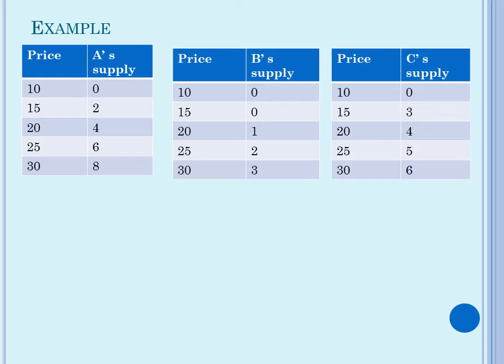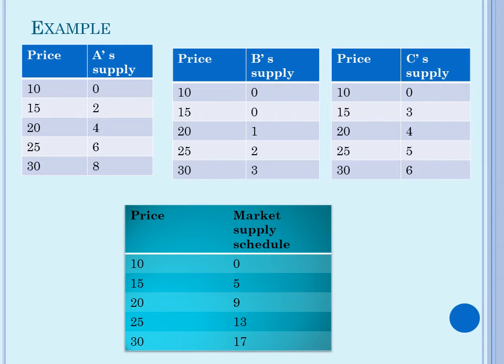When we add all the quantities produced by all producers of the same product at different prices in the market, we get the market supply schedule. This is our market supply schedule, where price and respective supply are given. It is the summation of all these individual supply schedules.